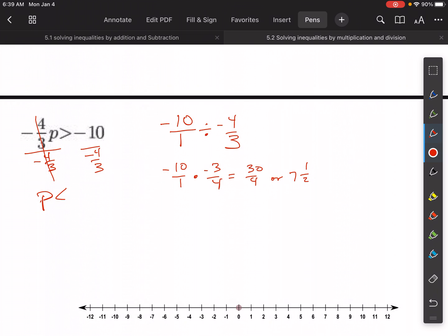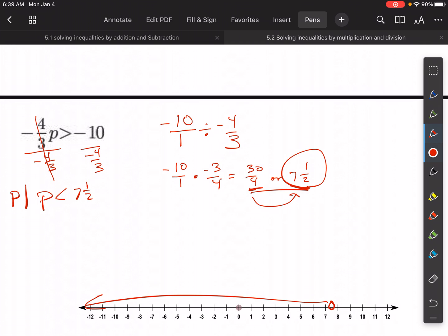You can leave it in either form. I don't really care; at the back of the book, I don't know which one they'll have. But I would actually say put it into a mixed number form instead of keeping it improper, since you're going to graph it, and that makes it easier to graph. You can see where 7 1/2 is easier than you can see where 30 over 4 is, right? So my final answer here is P values where P is less than 7 1/2. If they're having you graph this on a number line, I'm going to go to 7 1/2. I'm going to have an open circle, and it's saying that it's all values less than that. So I'm going to go that direction.